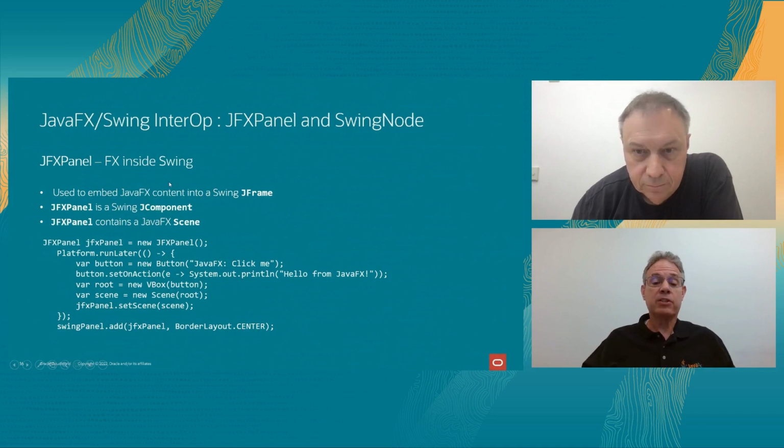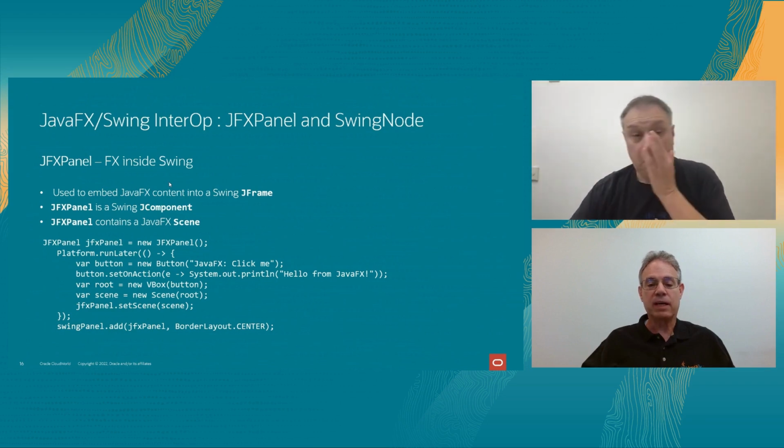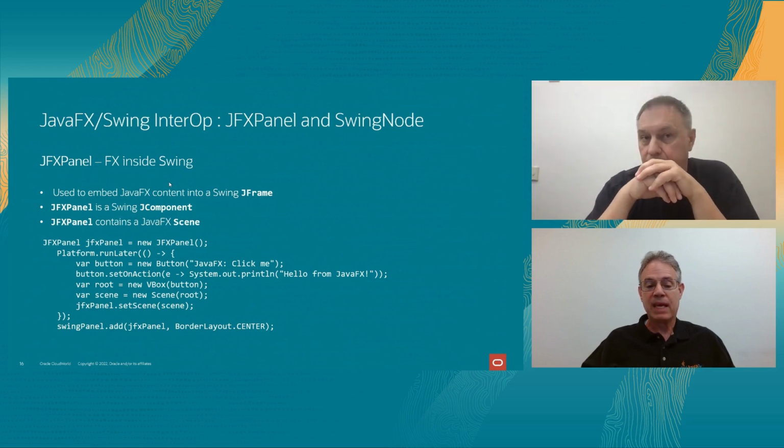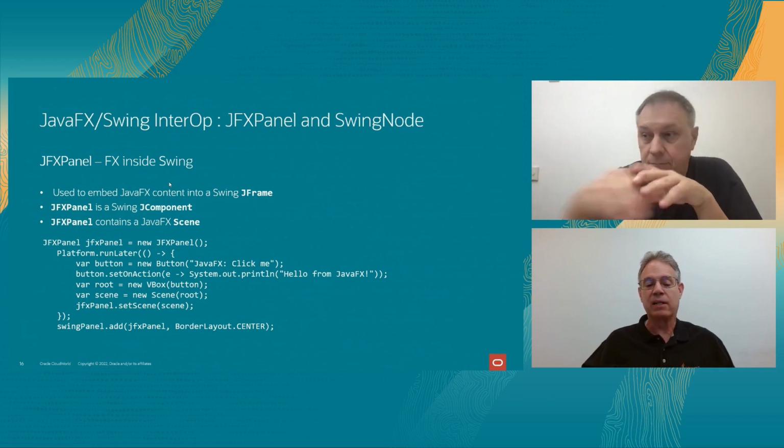So as Phil was mentioning and showing in the demo, we can mix JavaFX and Swing content in the same application. The way we do that is with two classes in JavaFX, JFXPanel and SwingNode. JFXPanel, which we showed several examples of in our application demo, is how you take JavaFX content and show it in a top-level Swing window. So the main JMail application is a top-level JFrame, and any FX content inside that window is done using a JFXPanel.